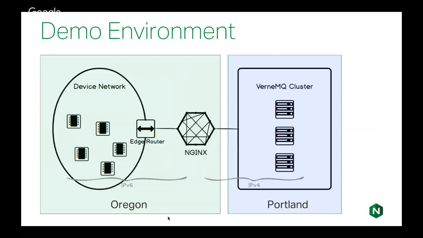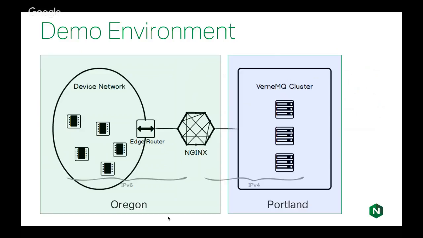The environment, just to make it a little bit clearer: I had 2 virtual machines on my laptop. Oregon, on the left-hand side in green, is where I run the device network. So the MQTT devices run here. There's an edge router connecting the device network to the local network on the VM, and that's where we have NGINX running, acting as an IoT gateway. And we have another VM called Portland, which is simply running 3 Docker containers for our MQTT cluster with the VerneMQ containers.